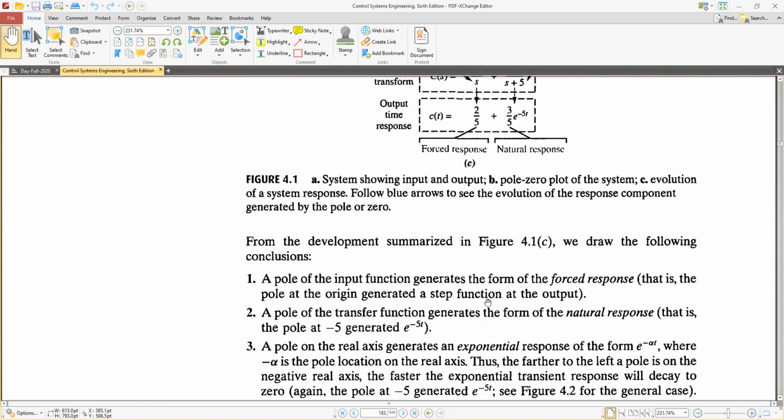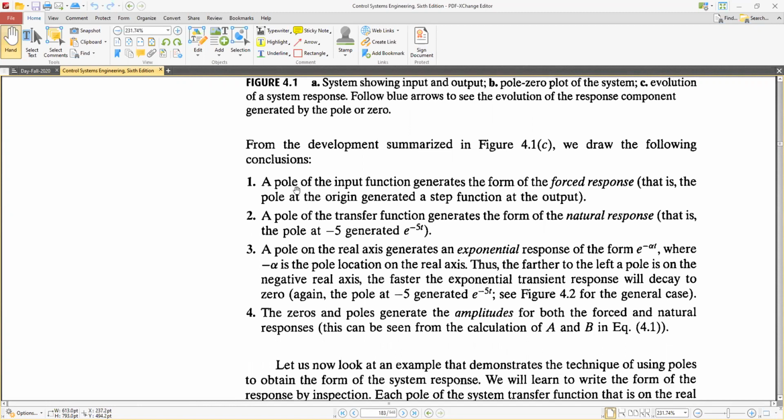Now, a pole of the input function generates the form of the forced response. That is, the pole at the origin generated a step function at the output. What is the step function? Do you remember? The step function is like that. So the pole at the origin generated the step function at the output.